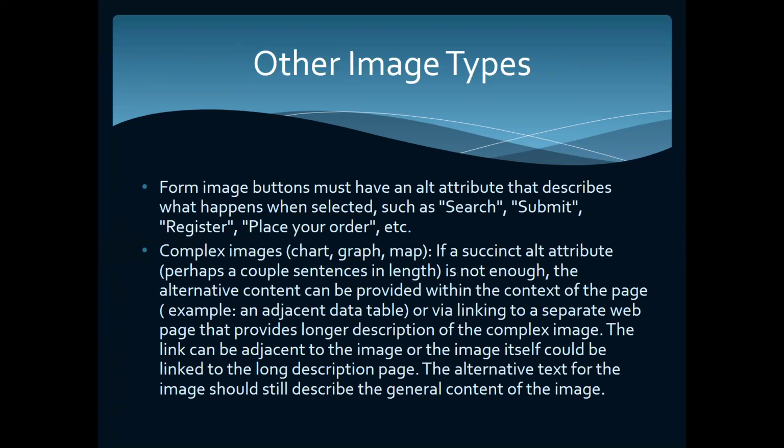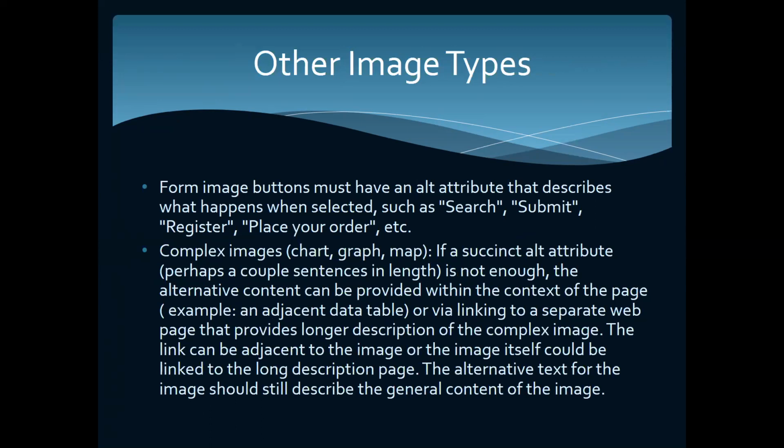An equivalent alternative for a complex image, such as a chart, graph, or map, can't be limited to a succinct alt attribute. Remember, at most, we want a couple sentences in length. Then we should present the alternative elsewhere. So again, infographic, bar chart, table, or other visual image that includes quite a bit of information and needs a long description, we might present the alternative content within the context of the page.